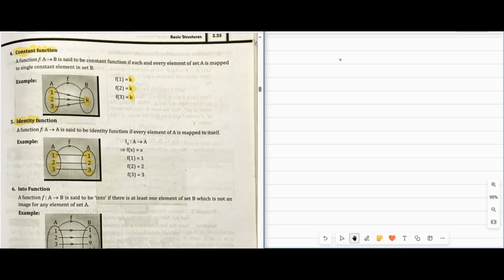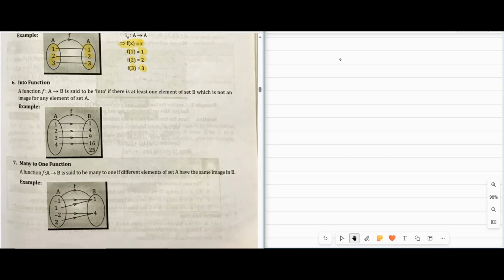Therefore, f of x is the general formula for the identity function. So f of 1 equals 1, f of 2 equals 2, f of 3 equals 3 is an identity function. Then next one you have the into function.